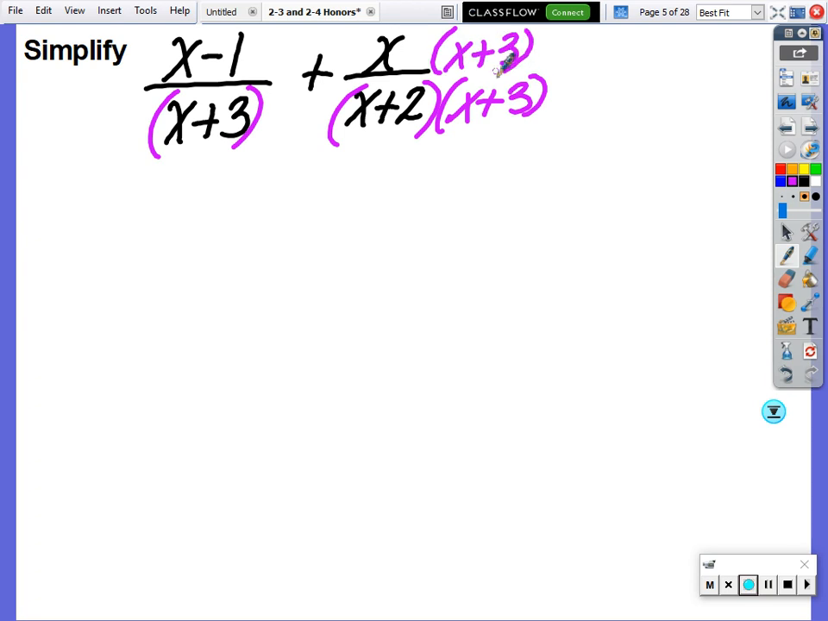Now right here, you'd say this one has an x plus 3, it needs an x plus 2, doesn't it? Now everyone, look right here. If there's two terms, always put parentheses. So you're on to step 2. Multiply out numerator only. So I'm distributing all this stuff.